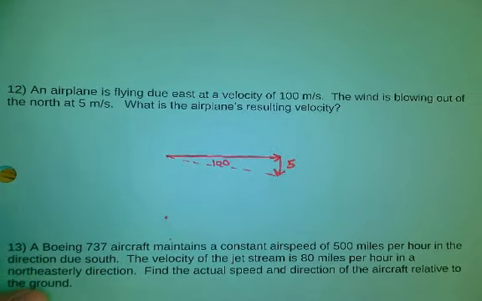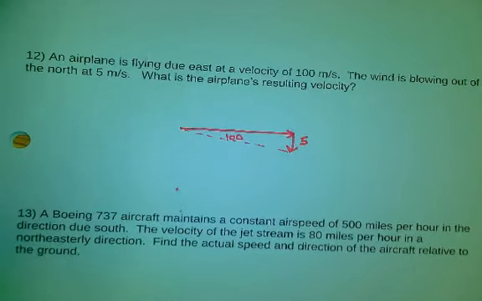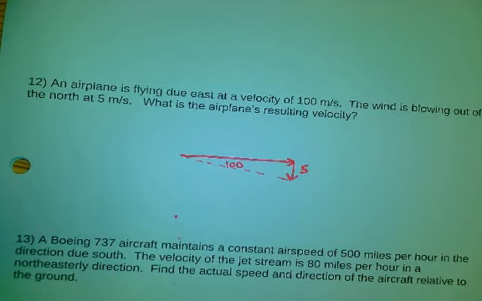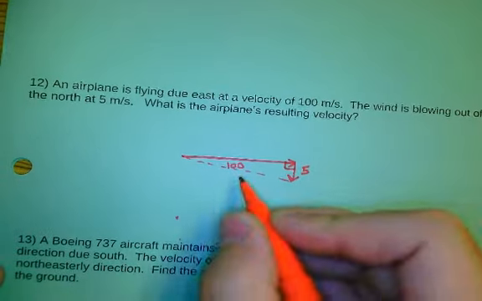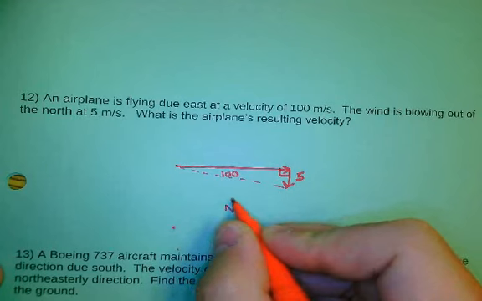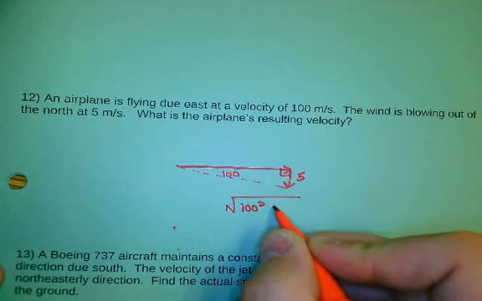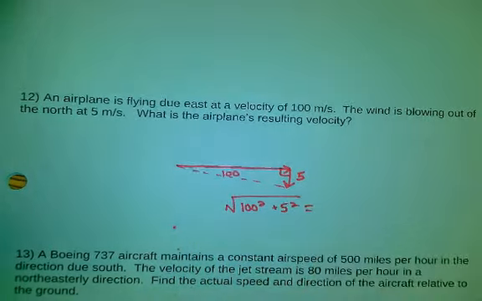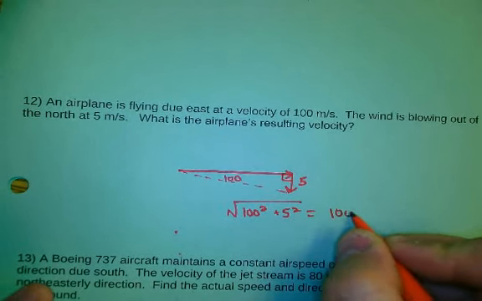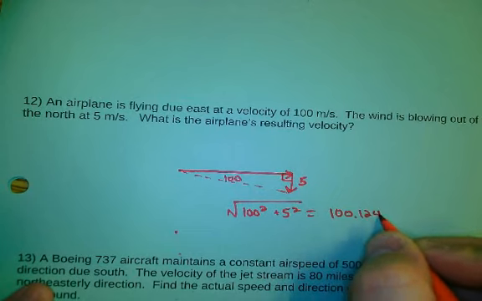So the resulting velocity, the plane actually has a higher velocity if the wind is blowing in its direction, or if it's blowing against it, it could be a smaller velocity. It's a right triangle, which is really nice. So all we're going to do here is take the square root of, yeah, we're going to do math, which I'll just tell you is 100.124.